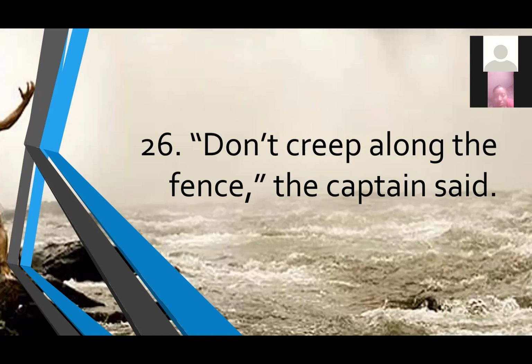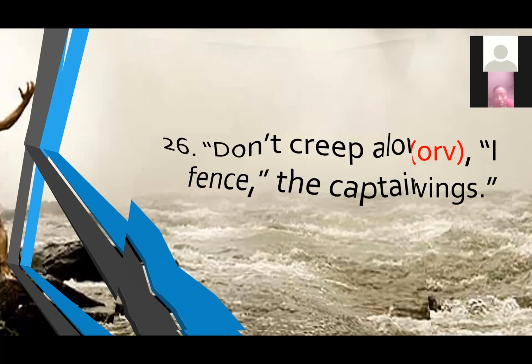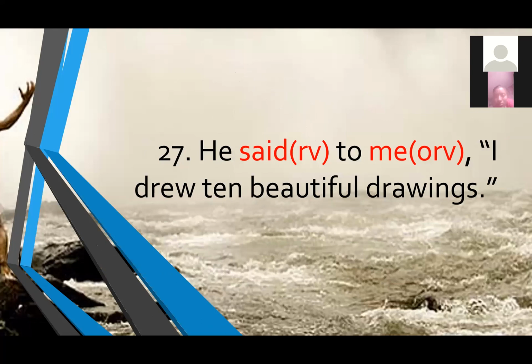Change it into indirect. The sentence is in direct speech. Now change it into indirect. Done. Praveen, have you done? Yes, sir. Okay. He said to me, don't look for what is inside the bracket, not needed. He said to me, I drew 10 beautiful drawings. Now again, change this into indirect.